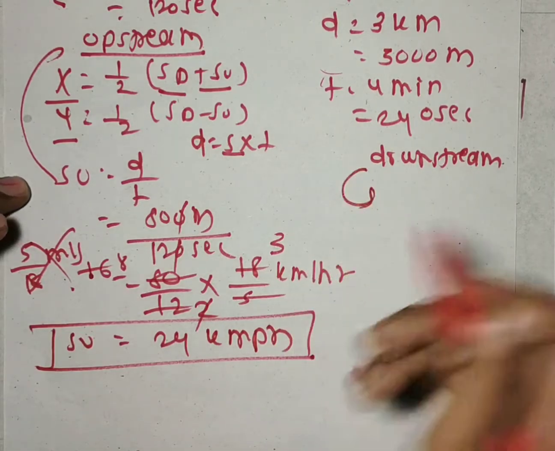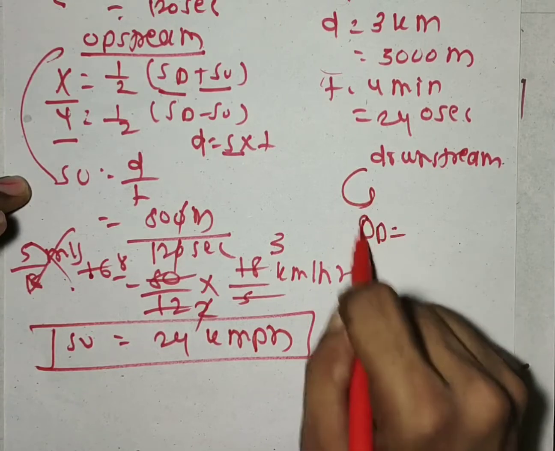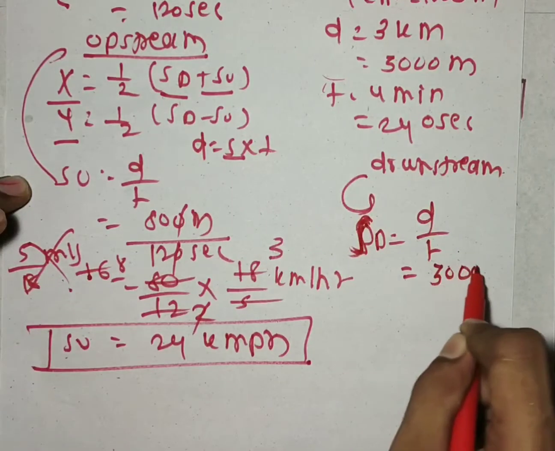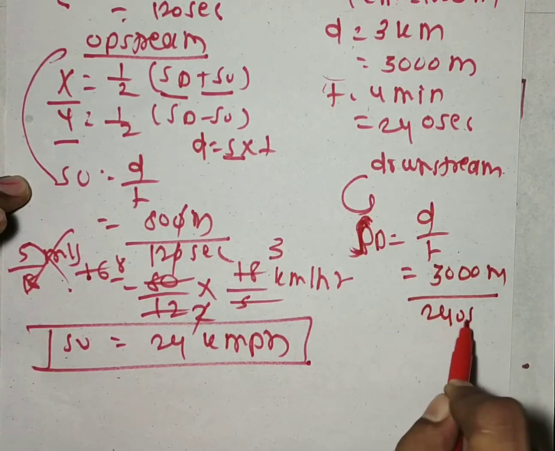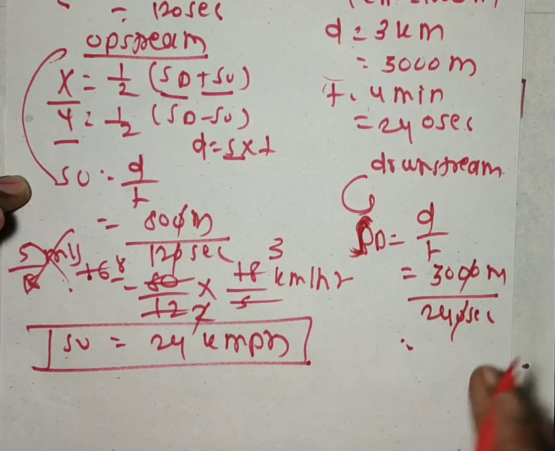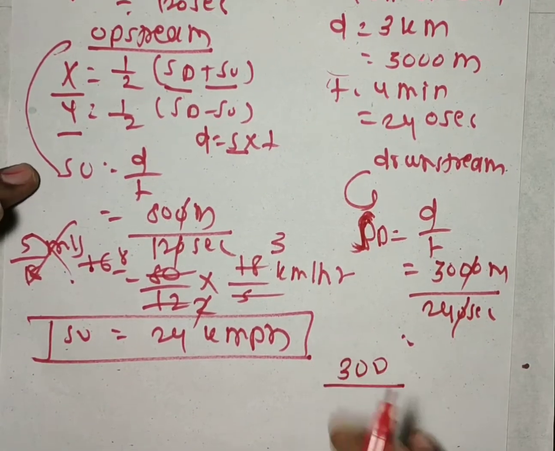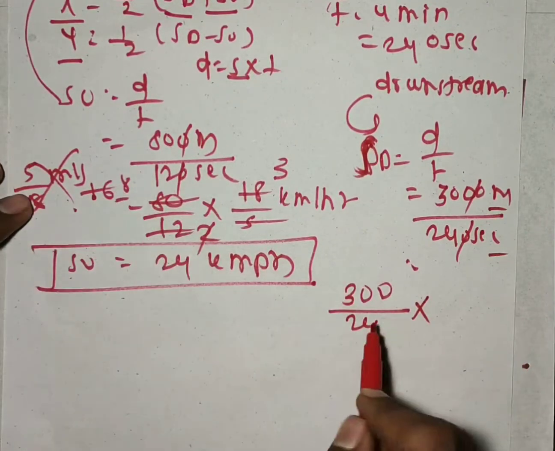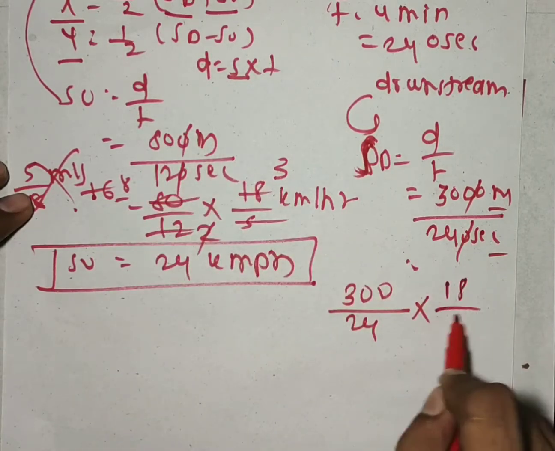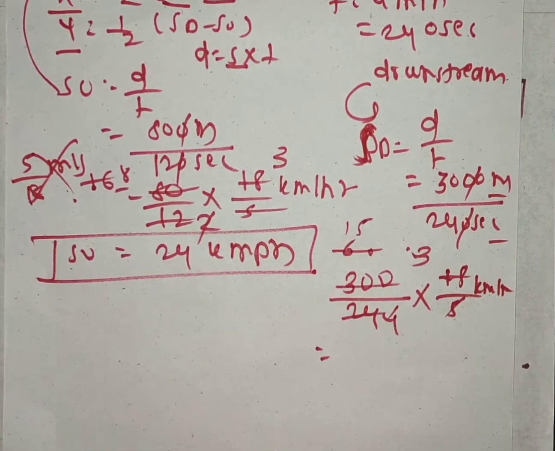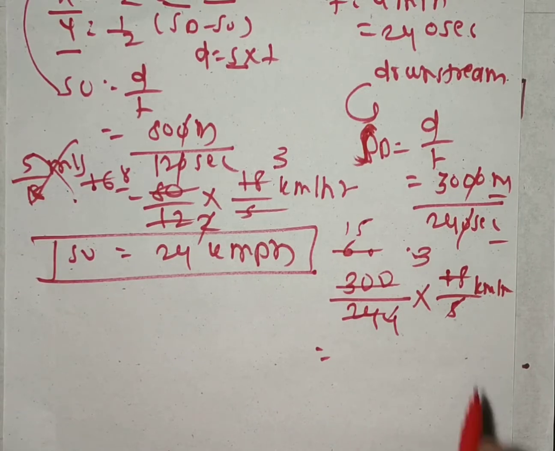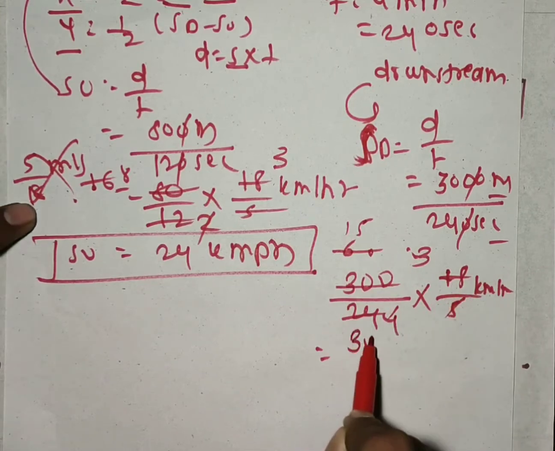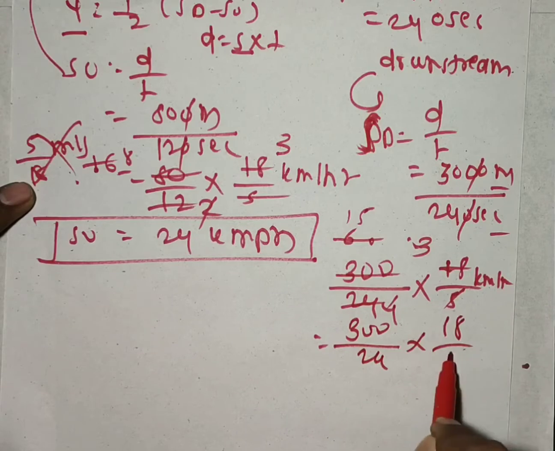So here it was the downstream case. Downstream speed is, again, speed is equal to distance upon time. Here the distance is 3000 meters and the time is 240 seconds. Again the 0 gets cancelled here, so 300 upon 24. Again we have to convert this meter per second into kilometer per hour. We multiply this term by 18 upon 5 kilometer per hour. So 300 upon 24 into 18 upon 5.